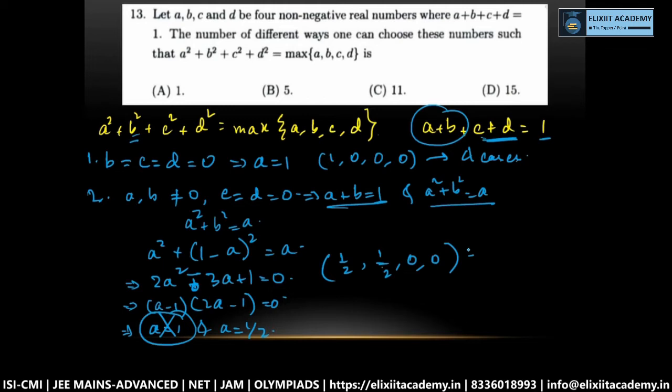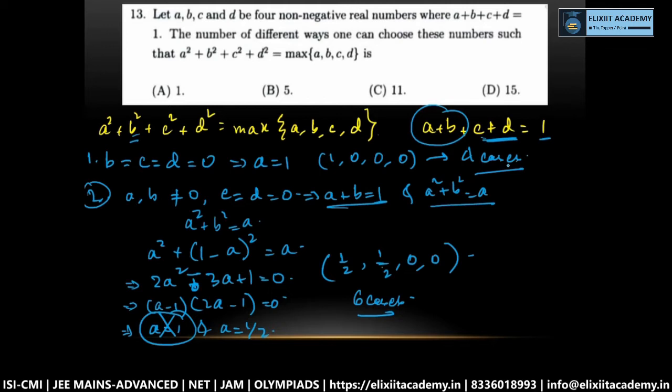So how many cases can be possible? 6 cases. Why 6 cases? 4C2, right? Obviously there are 4C2 cases, and 4C2 means 6 cases. For this second case we have a total of 6 cases. For the first, we have 4 cases.